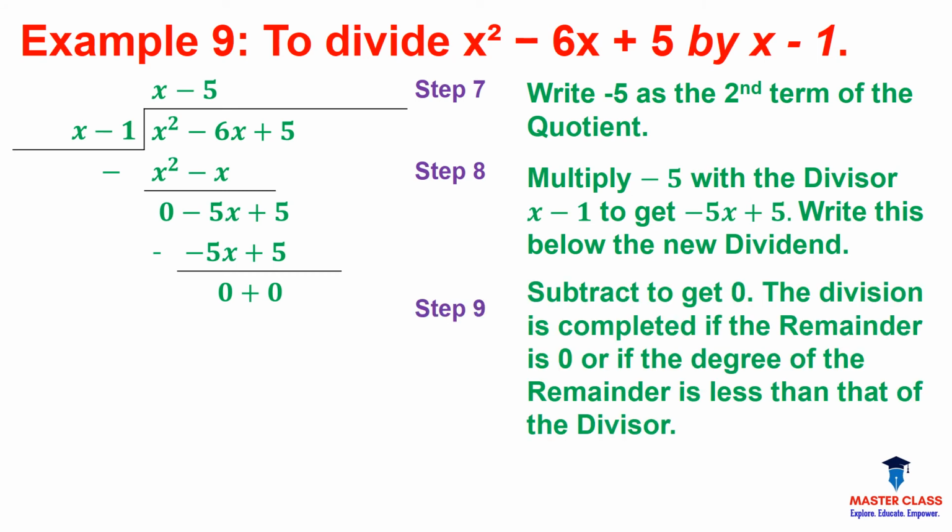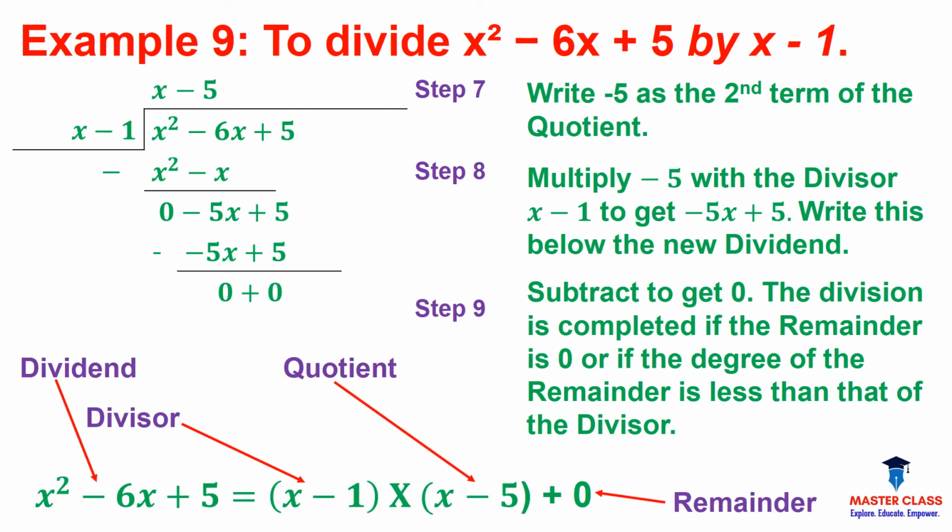Subtract to get 0. Division is completed if the remainder is 0 or if the degree of the remainder is less than that of the divisor. The division is now complete here since the remainder is 0. We should note that the quotient obtained is x − 5 and the remainder is 0. We could also write dividend is equal to divisor into quotient plus remainder. In this case, x² − 6x + 5 is equal to (x − 1)(x − 5) + 0.